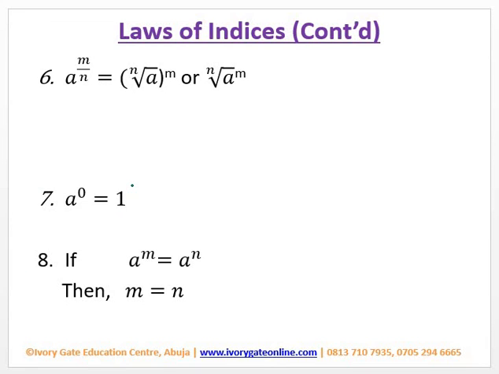We go to law number 6. Law number 6 now takes law number 5 further. A raised to power m over n. Instead of 1 over n, we now have another figure here, in this case another letter as the numerator. So this is the same thing as the nth root of a, all raised to power m, or the nth root of a raised to power m.